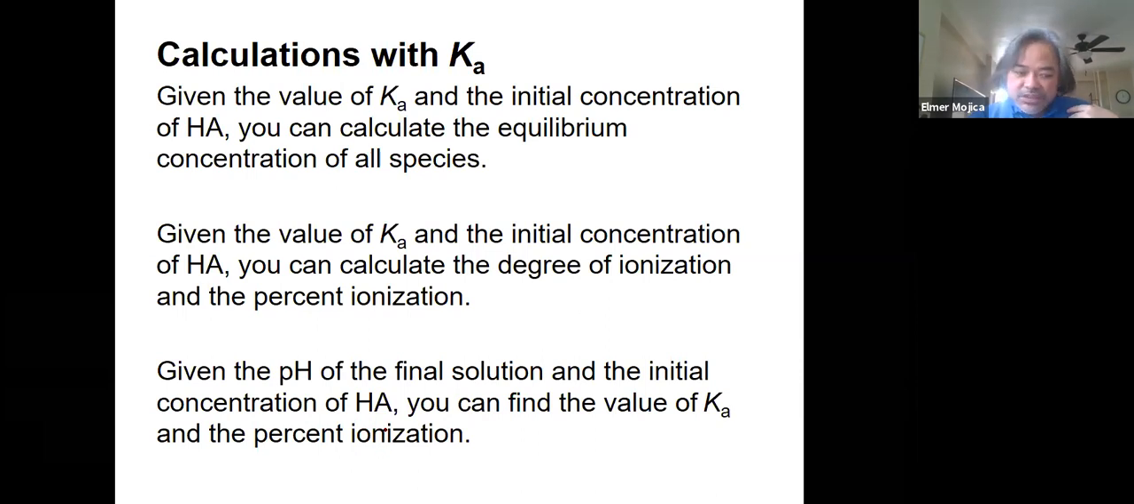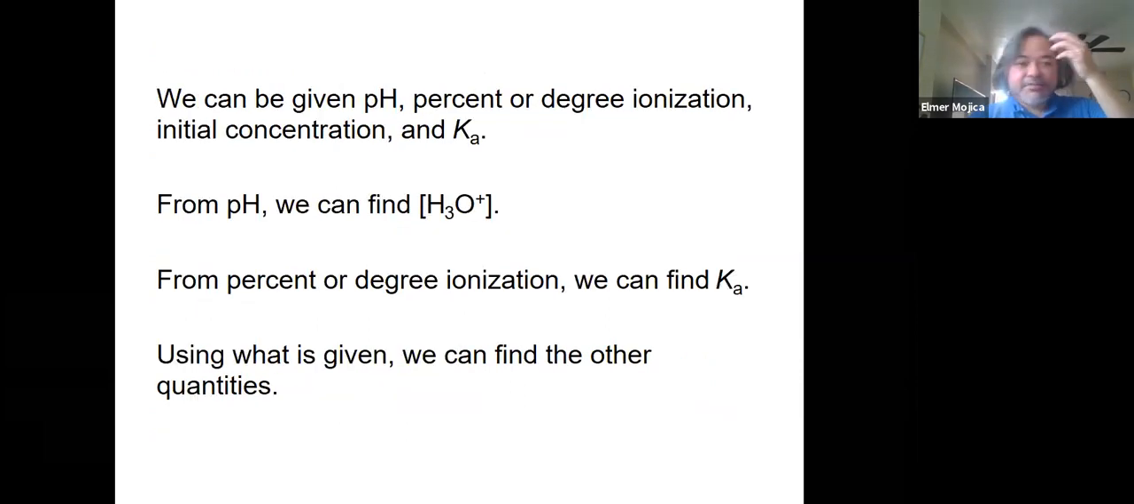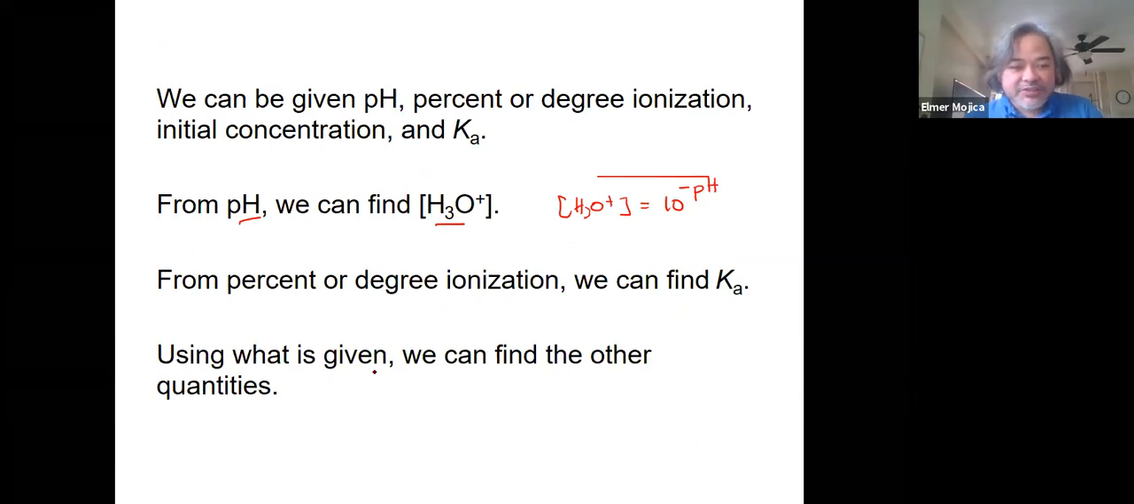So if we look at what we have discussed so far, you can be given pH, percent or degree of ionization, initial concentration, and Ka. From the pH, you can find H3O plus. The relationship is that H3O plus is equal to 10 raised to the negative pH. And then from the percent or degree of ionization, you can find the Ka. Using what is given, we can find the other quantities.